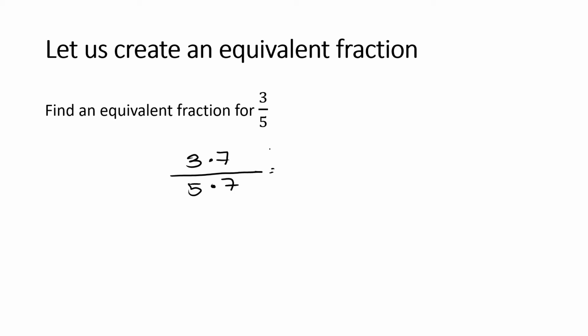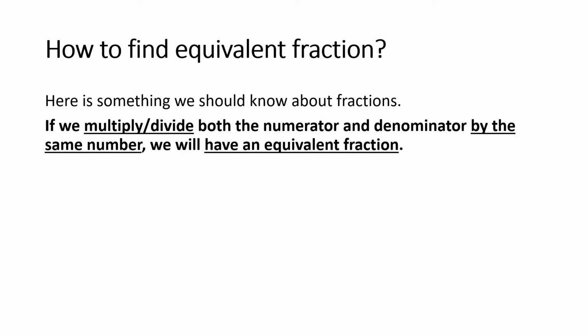So that's useless. Anyway, 3 times 7 is 21. 3 times 5 is 35. And I can guarantee you guys that 3 over 5 and 21 over 35 are equivalent. But why? Here's something you should know about fraction. If we multiply slash divide both the numerator and the denominator by the same number, we will have an equivalent fraction.